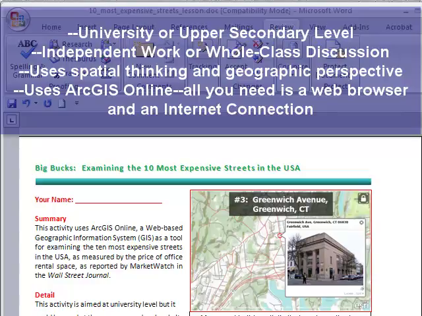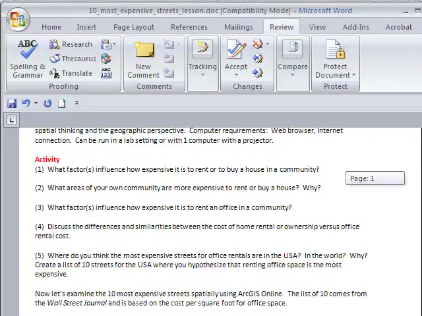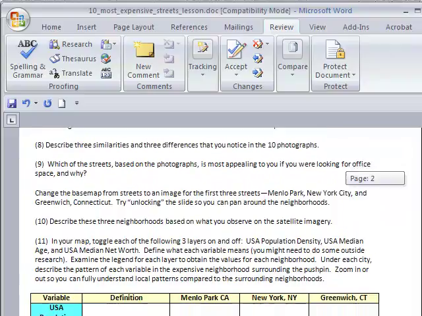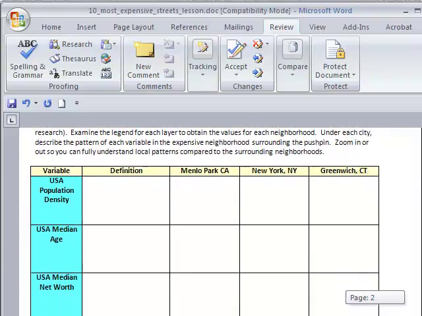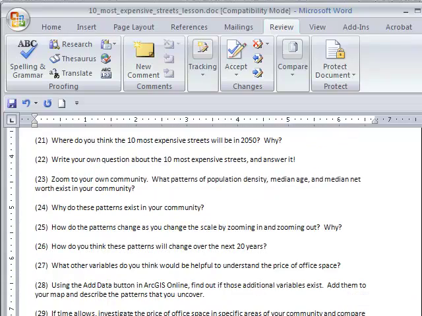No previous experience with GIS is necessary, but this activity does rely heavily on spatial thinking and the geographic perspective. Computer requirements are a web browser and internet connection. That's it. It can be run in a lab setting or with one computer and a projector. The lesson is only 3 pages long, and as I mentioned, you can go through all of these questions or select just some of them to use in your class. Alright, let's get started.